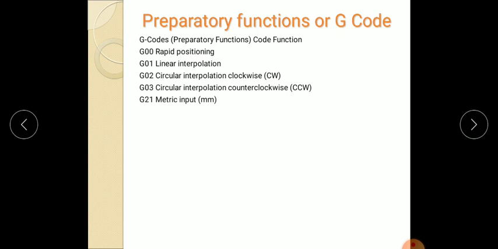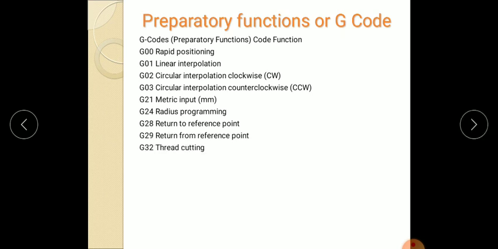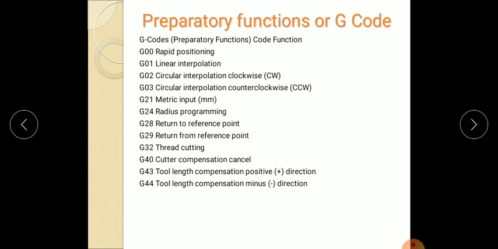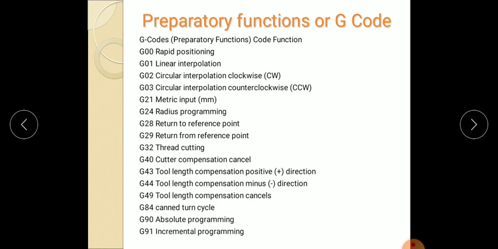counterclockwise, G21 metric input, G24 radius programming, G28 return to reference point, G29 return from reference point, G32 thread cutting, G40 cutter compensation cancel, G43 tool length compensation positive direction, G44 tool length compensation negative direction, G49 tool length compensation cancel, G84 canned turn cycle, G90 absolute programming, G91 incremental programming.